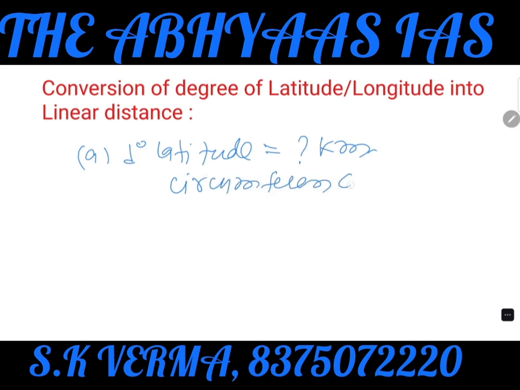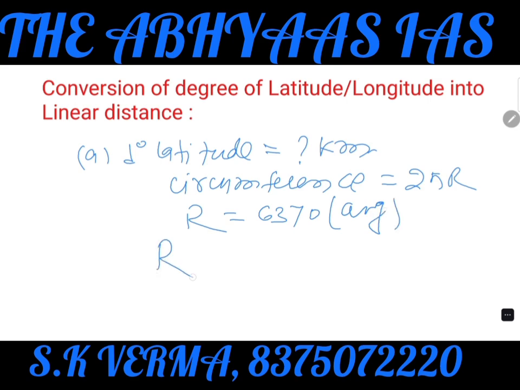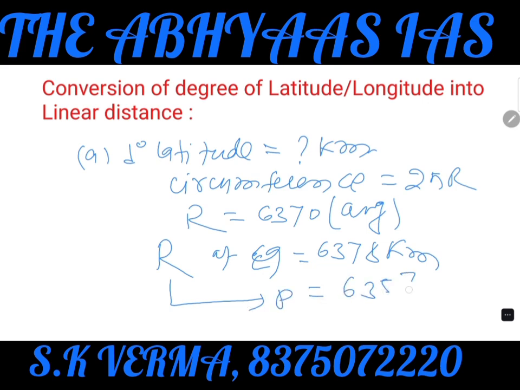Circumference equal to 2 pi r. Here r is radius of Earth. You can take around 6400 kilometer or 6370. This is average radius of Earth. In fact, radius of Earth at equator is around 6378 kilometer, and radius at pole is around 6357 kilometer. But you can take approx radius of Earth approx 6400 kilometer or 6370 kilometer.